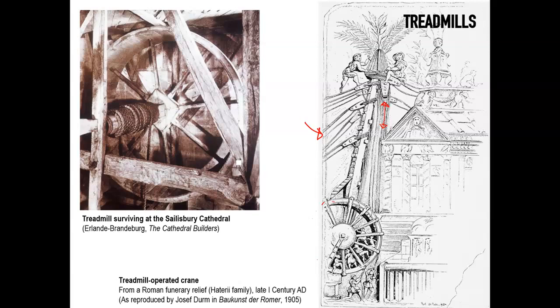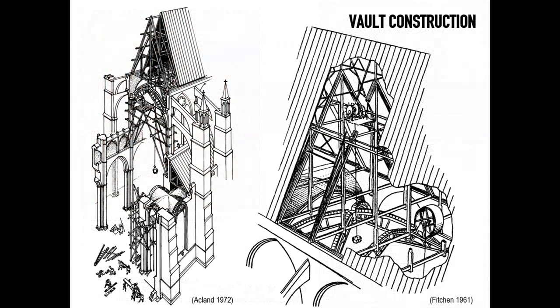And treadmills were used also in the Gothic cathedrals, very often at the top of the roof work, from which the builders were able to lift up the heavier materials or the loads required for building masonry structures. This is a treadmill that still survives, for example, at the tower of Salisbury Cathedral in the UK.